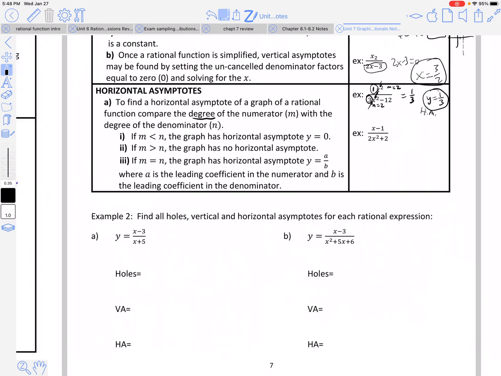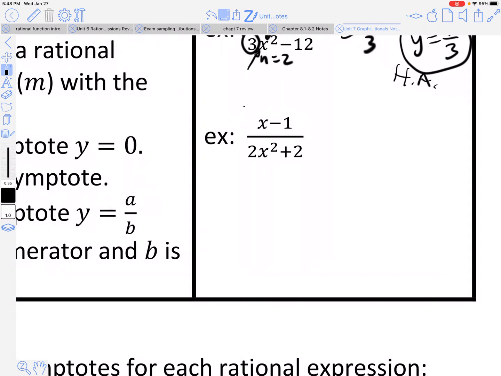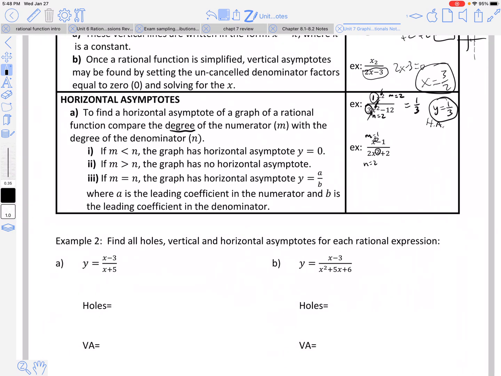All right, so if our m is less than n, which is happening here, because remember our m is 1, our n is 2, we're just looking at the degree. M is 1, n is 2. m is smaller, right? So if m is less than n, the graph has a horizontal asymptote at y equals 0.